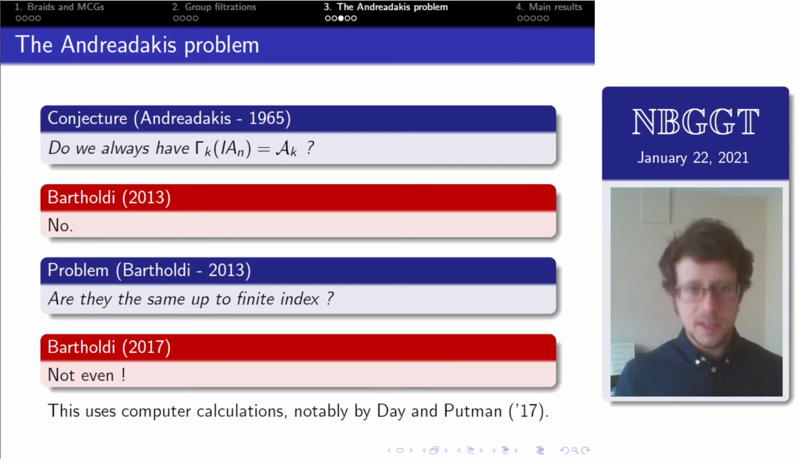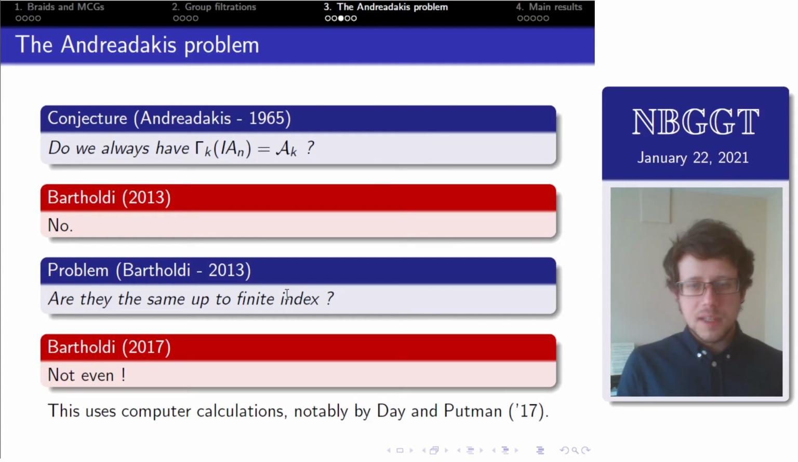So this uses a lot of computer calculations, notably by Day and Putman, who computed an infinite presentation of IA_n. And from this, we can get computations of the ranks of the associated graded for very small k and very small n, and see that they are different. So we don't have this equality even up to finite index.